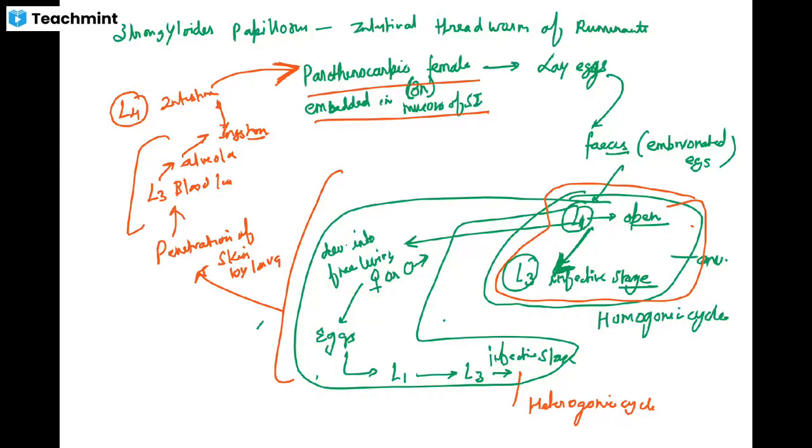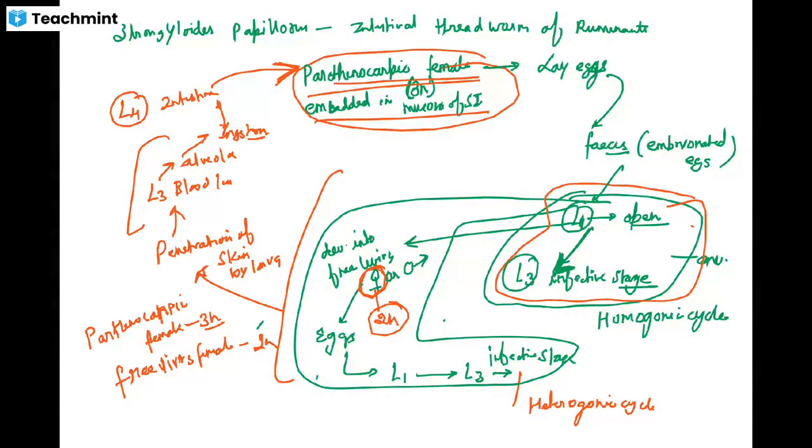Here you have to remember that the parthenogenetic female is 3N. Parthenogenetic female is 3N, that is triploid, and the free living female is 2N. This female is 2N and diploid, and this parthenogenetic female which is laying eggs inside the mucosa of the small intestine is 3N.